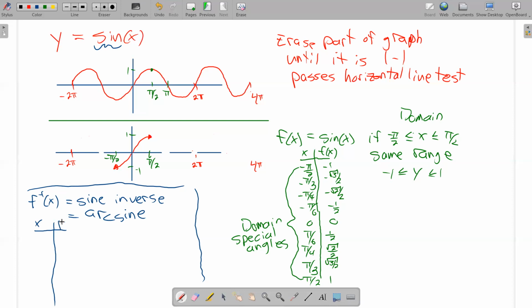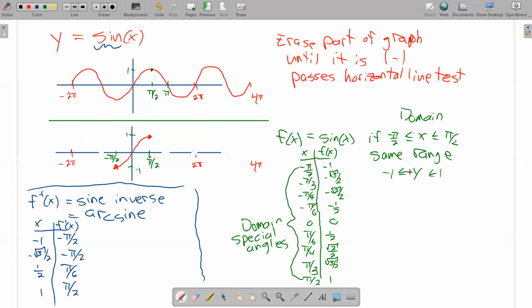So x, f inverse of x, instead of having the point negative pi over 2, -1, it would have the point -1, negative pi over 2. Now, I'm not going to do all of these, I'll just do a few. Instead of the point negative pi over 3, square root of 3 over 2, it would have the point negative square root of 3 over 2, negative pi over 3. Instead of the point pi over 6, 1/2, it would have the point 1/2, pi over 6. Instead of the point, say, pi over 2, 1, it would have the point 1, pi over 2.